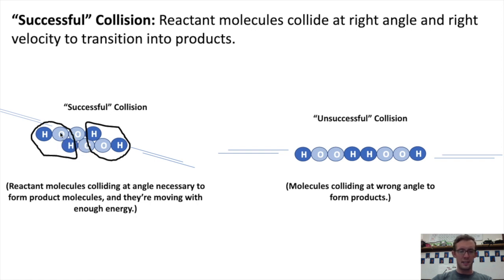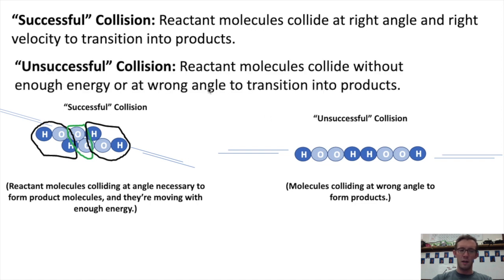So in this case, these two peroxide molecules would have to knock into each other at an angle so that two water molecules could be formed and a single oxygen molecule could be formed. But they also have to collide with enough force in order to break apart the reactant molecules and form the product molecules. If either of those two things does not happen, that is, the molecules collide at the wrong angle or they don't collide with enough force, we say that an unsuccessful collision has occurred.